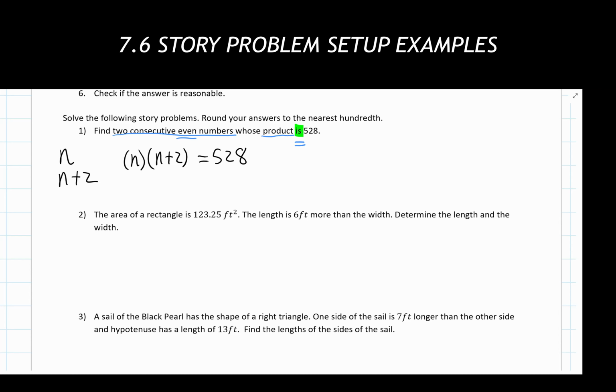I'll give you a starting step here. If I multiply everything together on the left-hand side using the distributive property, this n is going to multiply through. I'm going to get n squared plus 2n equals 528. How could we go through and solve that from there? We check the processes that we did further up that we did previously to solve it from that point.